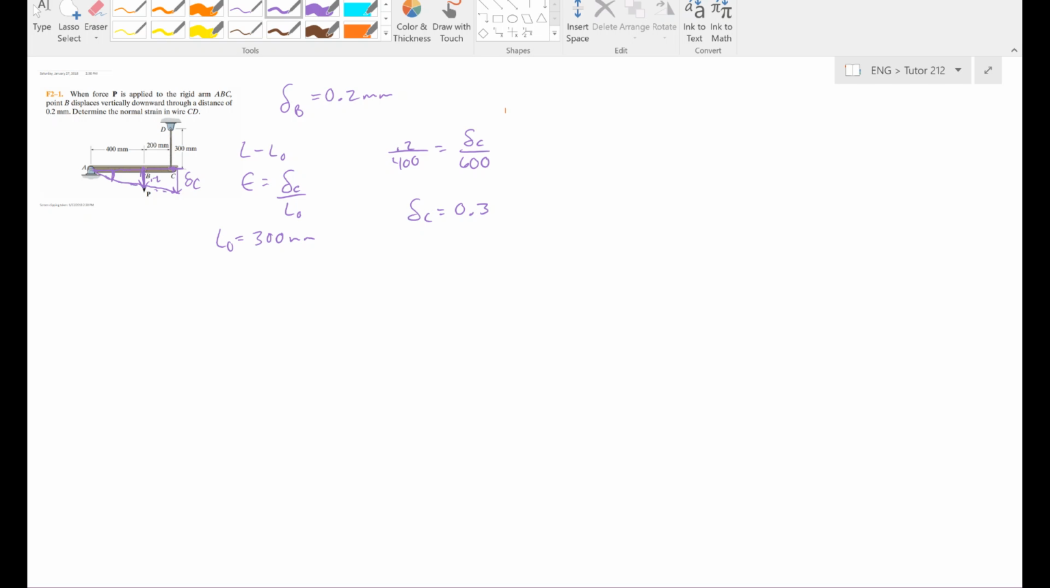And now we just plug that into this equation and solve for our normal strain. And this time we're using the original length of 300 millimeters, sorry. And we'll get 0.001. And it's actually unitless because it's millimeters over millimeters, which you just cancel out.